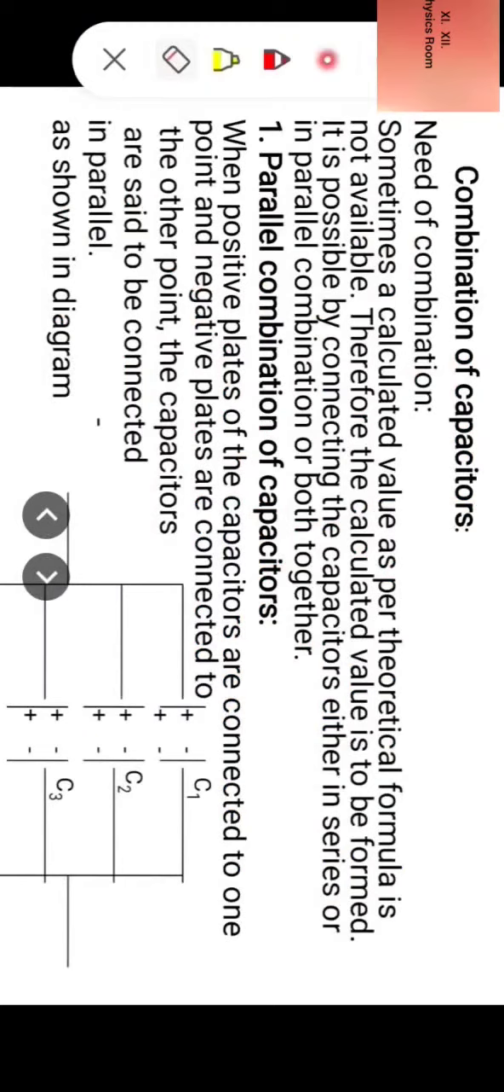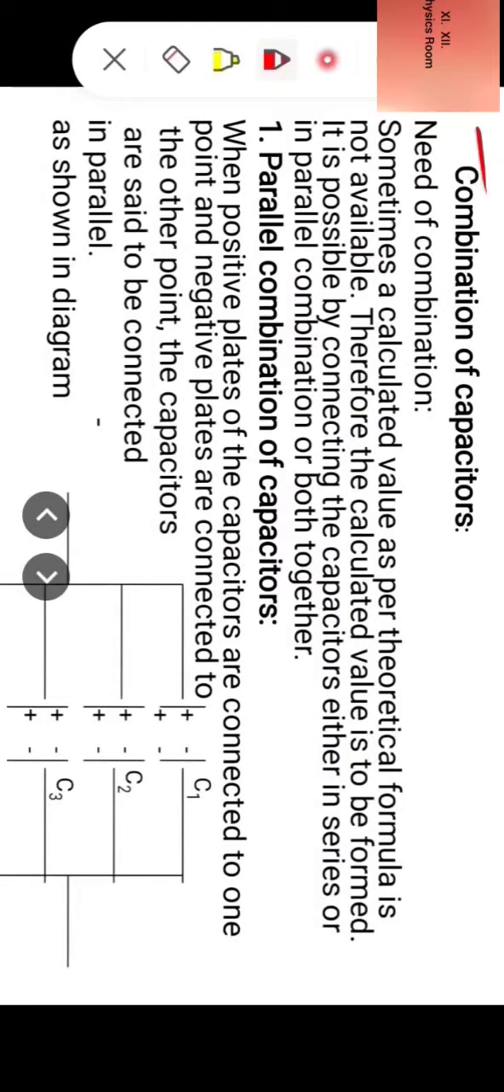Hello friends, continuing with the topic of electrical capacitance. Today we move on to part 5 of this topic, the combination of capacitors. The topic is combination of capacitors.